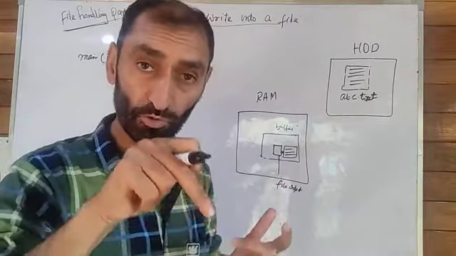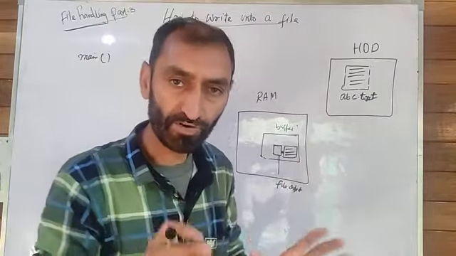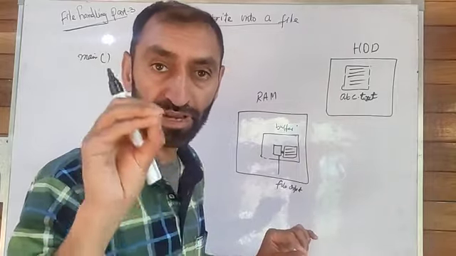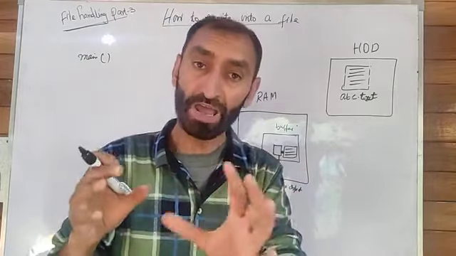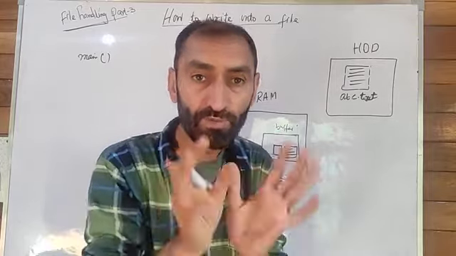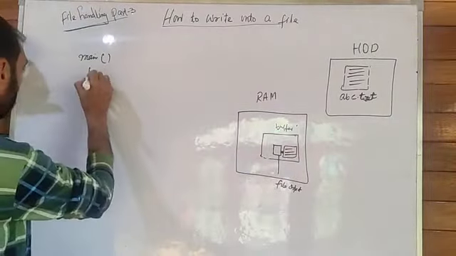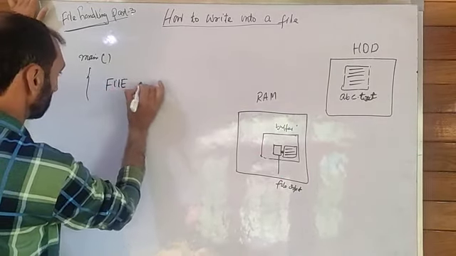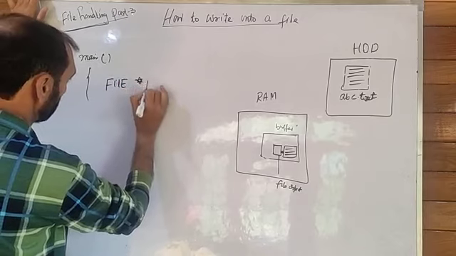And I have already told you in the previous video that we can perform any operation on files only with the help of the file pointer. So we have to create the file pointer. How do we create the file pointer? Take care. In main, first write FILE *ptr.